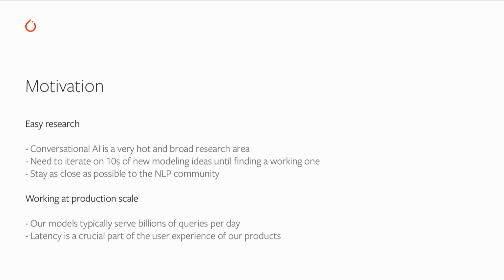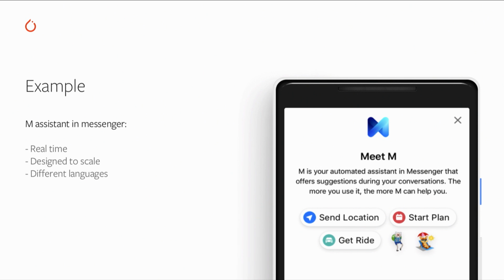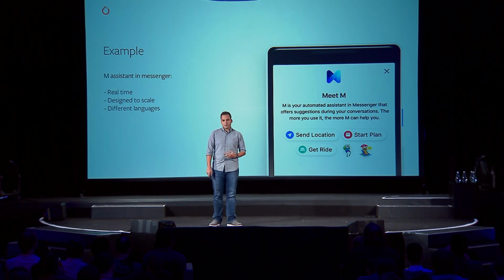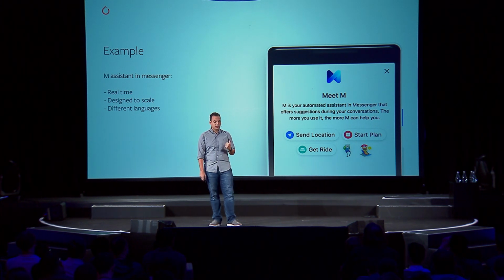But on the other side, we are working on products. These products have latency and scale requirements that we need to adhere to. An example of the products that we are working on supporting in PyText is the Messenger M Assistant. The goal of the M Assistant is to enable users to accomplish tasks faster by showing them suggestions in the conversations. As you can imagine, in order for models to work in Messenger, they have to be real-time. They have to be designed to scale, because we have a huge scale on Messenger with billions of messages per day. And the third thing is that they need to work on different languages with different modeling needs.